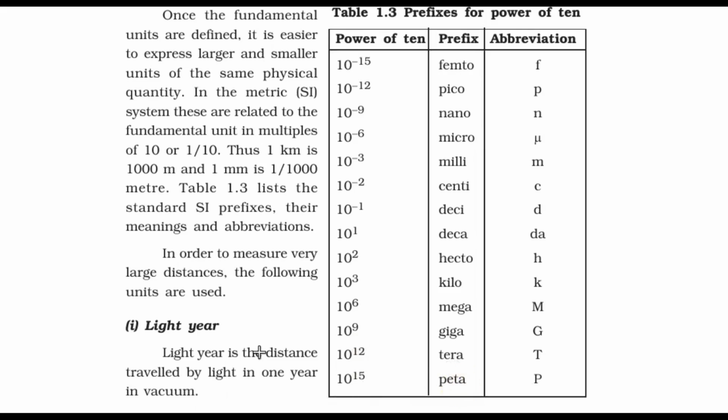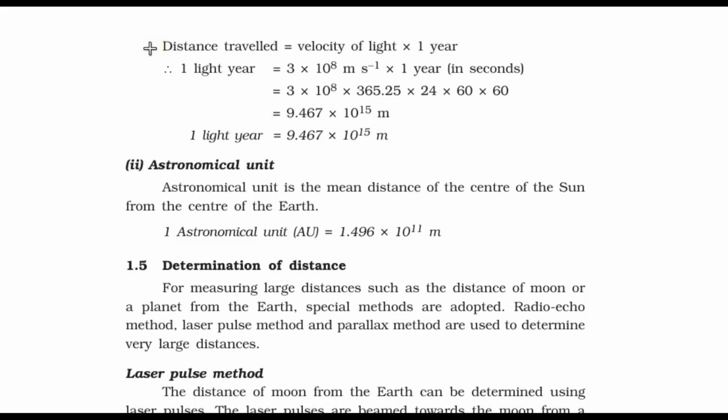Now in order to measure very large distances, the following units are used. First one is light year. Light year is the distance traveled by light in 1 year in vacuum. Distance traveled equals velocity of light into 1 year.